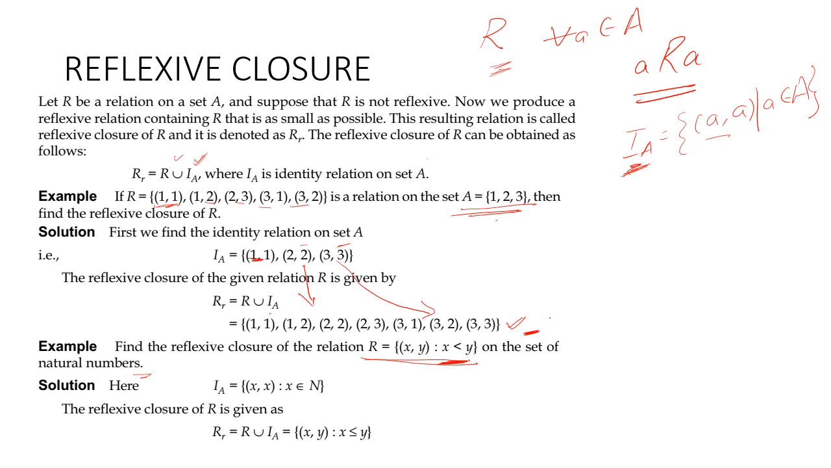Once again, I will union the identity relation. Now what is the union? What is the identity relation over here? Identity relation will be the set of pairs x comma x where x is a natural number. That means it will have the pairs 1 1, 2 2, 3 3, 4 4, 5 5, 6 6 and so on. So if I take the union of the original relation and the identity relation, here x was less than y, here x is equal to y. So if I take the union, what I will get is x is less than or equal to y. So this is a reflexive closure. This is the smallest relation which contains my given relation and which is also reflexive.